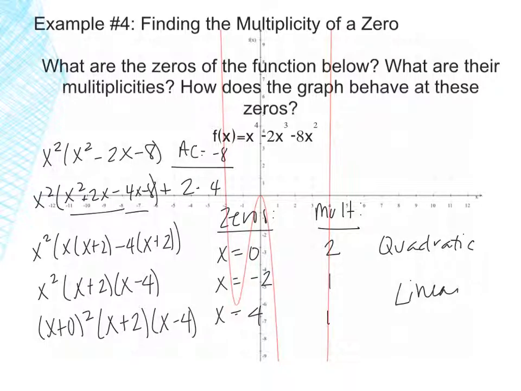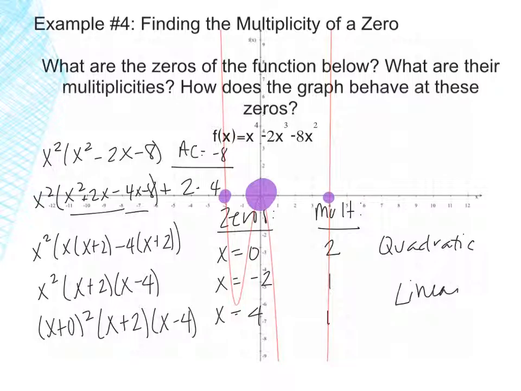So at the 0, I'll use a different color. I'm going to use purple. So at the 0, and I didn't mean to use the highlighter, but oh well, you can see that the graph is quadratic there. It's curving. At negative 2, which is right beside it, so right here, that's linear. It's going straight through. And the same thing for 4. 4 was another one of my zeros, and it is linear through that point. So finding multiplicity helps us see how the graph behaves at those zeros.